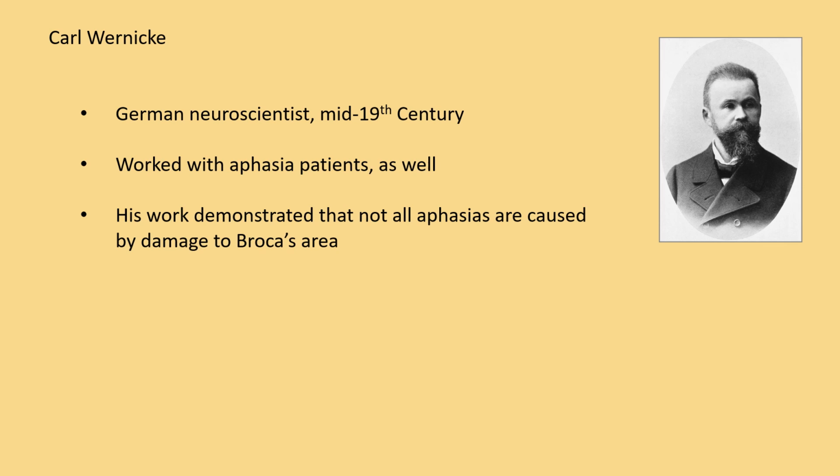So Karl Wernicke, also an early neuroscientist, also German, also worked with aphasia patients. And so he sort of was picking up where Paul Broca left off in some respects. He noticed that there were different types of aphasia, and not all aphasias were caused by damage to what we now call Broca's area. But damage to other regions of the brain can also lead to different types of aphasia. And now we have a type of aphasia called Wernicke's aphasia, also known as fluent aphasia.